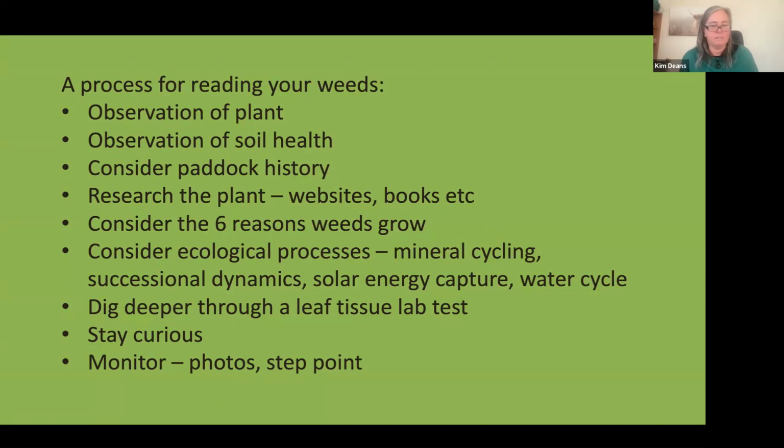If you need any information on that in more detail, just send me an email and I can send you some resources on that. But just have a way to put some observations around it. Photos are really helpful. And having some numbers with a step point, if you're really stressed, can be really helpful, because you're going to know next year, if that's gotten worse, you can do something different.